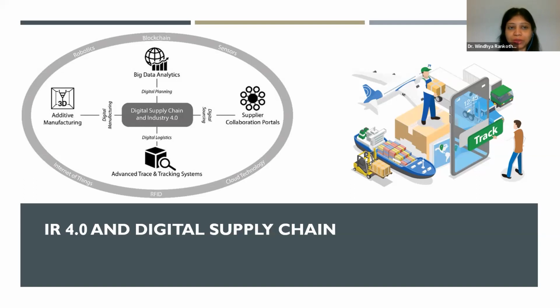And at the same time, to secure these supply chains, we are using emerging technologies such as blockchain, cloud technologies, and so on. Of course, these technologies provide benefits to the supply chain. They make it more effective and efficient. But at the same time, these emerging technologies themselves bring a lot of challenges in terms of securing the supply chain.